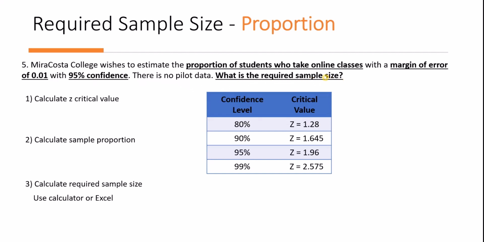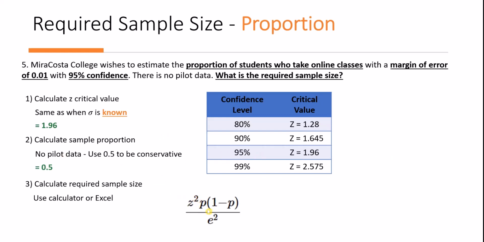So when we're working with proportions, our Z critical value is just going to be the same as when the population standard deviation is known. 95% confidence we know is a 1.96 Z critical value. Step 2 is we need to calculate our sample proportion. However, we were told that there was no pilot data, so we don't have that information to calculate the sample proportion. So we are going to use 0.5 to be conservative. And then the next step is to calculate our required sample size.